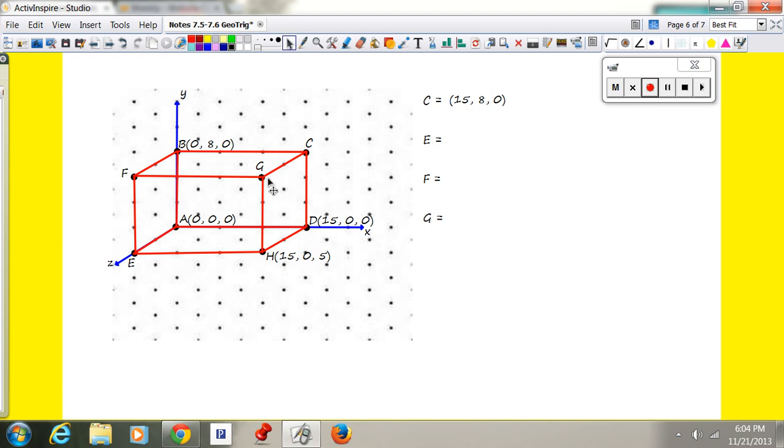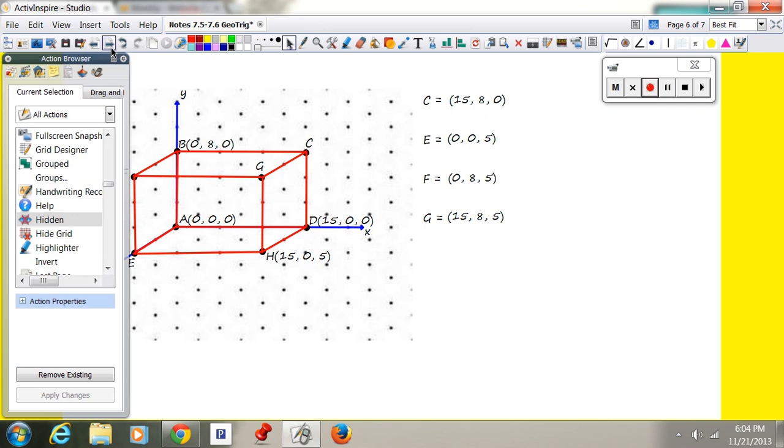Point G, you would go over 15, up 8, and then over 5. This is 5 units on the z-axis, so this is also 5 units. So 15, 8, 5 is what that one's going to be. That one's the right one, G right down there. 15, 8, 5. F and E. Let's do E next. So it's 0 on the x, it's 0 on the y, and it's just 5. 0, 0, 5. And the F is going to be 0 on the x, 8 on the y, and 5 on the z. 0, 8, 5. So those are your coordinates for the missing points on that three-dimensional figure.